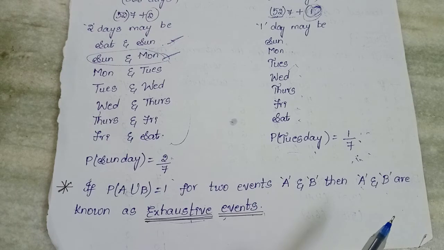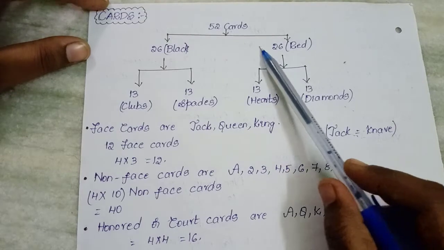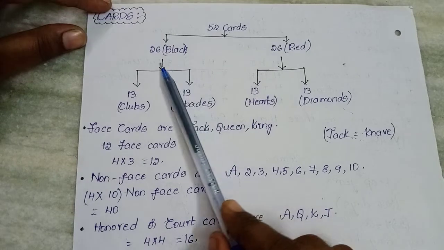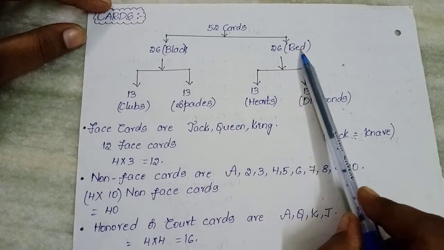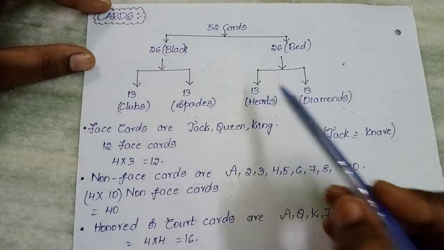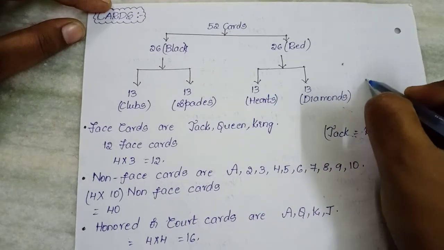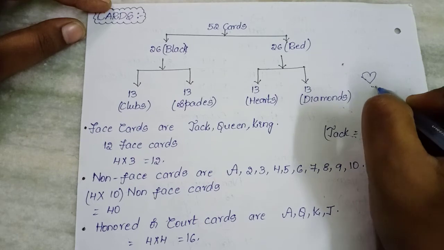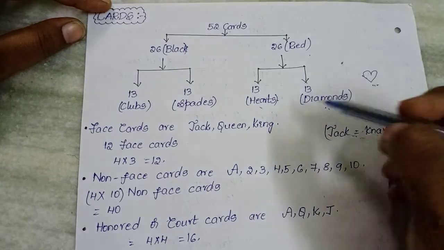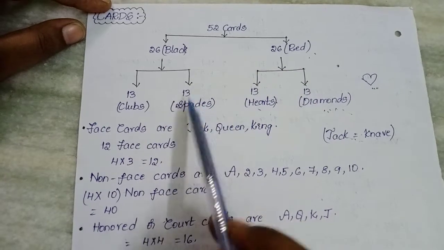And now let's move on to cards concept in probability. So the overall deck contains 52 cards. 26 will be black colored cards, 26 will be red colored cards. In that, 13 will be clubs, 13 will be spades, 13 will be hearts, 13 will be diamonds. So remember like this, when you see a heart, mostly it will be red in color, right? Heart is related to diamond, diamond is red color. And the remaining two are black color.